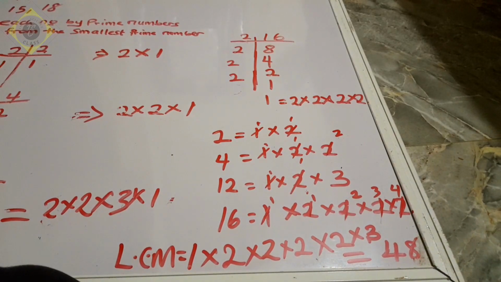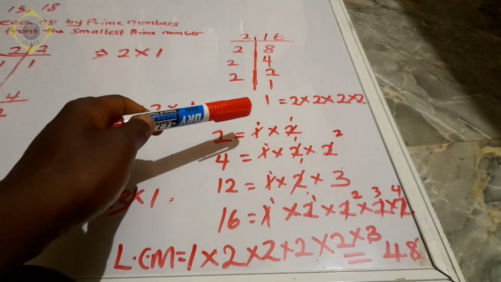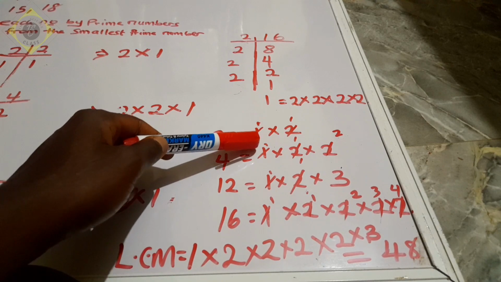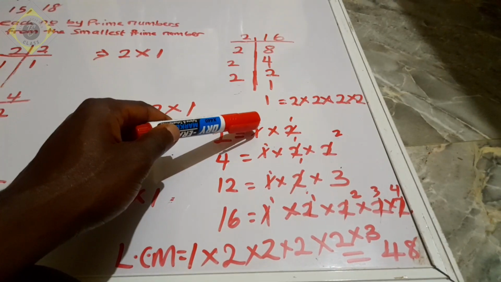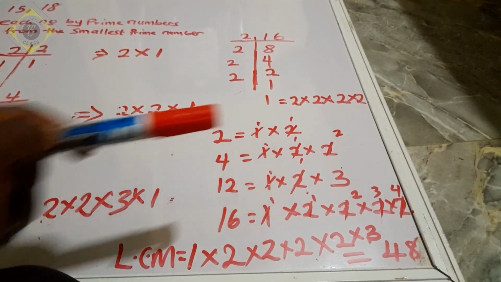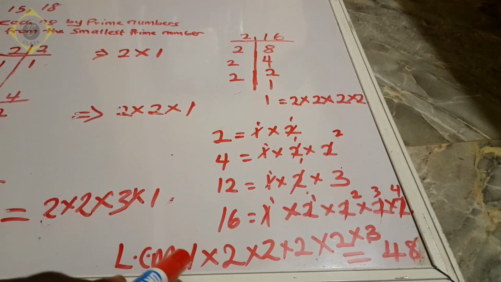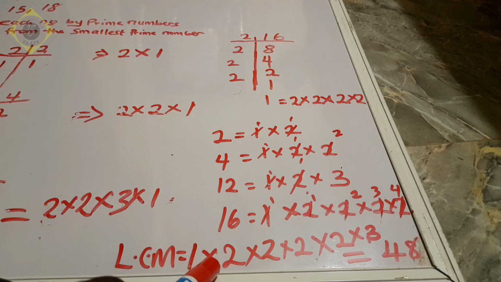Now, how are you going to get the LCM? You are going to get the LCM by what is common to all these factors. If you realize 1 is common to all of them, 1, 1, 1, 1. So you write your 1 here, 1 times.